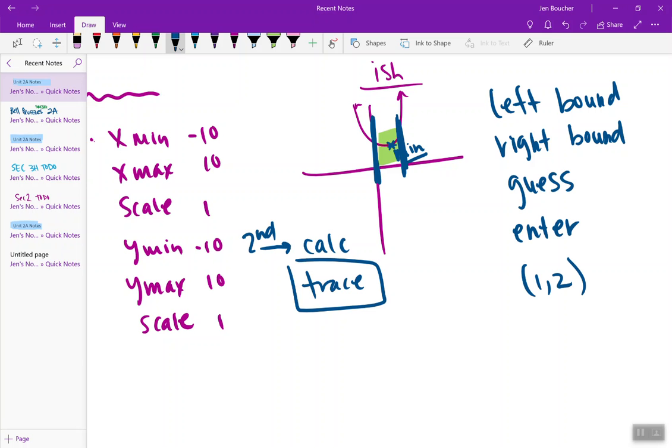Anybody, did you already know this? Did I just waste your time? Is this helpful? Thanks, Logan. You already knew it. I just wasted your time? Okay, well, you're welcome. There you go.